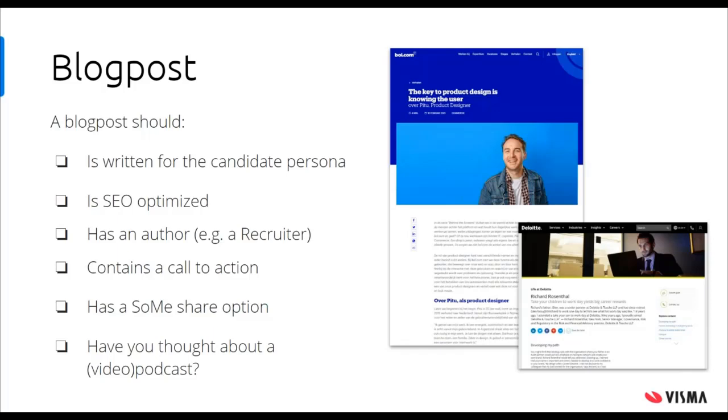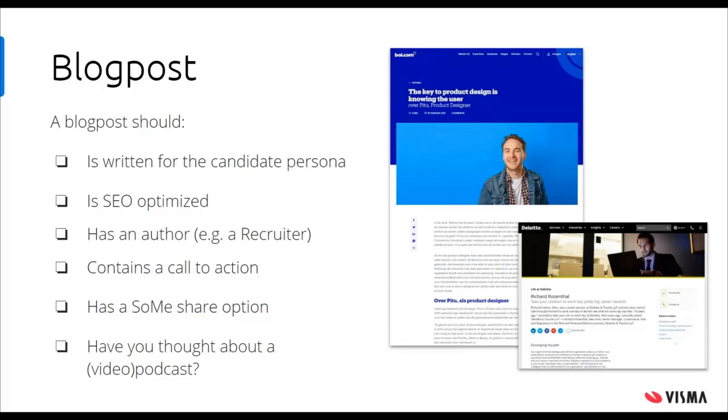So on their blog, they have someone writing who is a product designer about his job. So what does he do on a day-to-day basis? What does his job look like? What does he like about it? Just to create this awareness. Same one for the example on the right bottom, the Deloitte example. Richard Rosenthal, he likes that there is a take your children to work day. It would be really interesting, but that's something that he likes, and he's talking about his path that he walked at Deloitte and the opportunities he took.